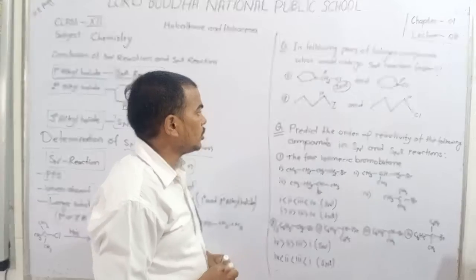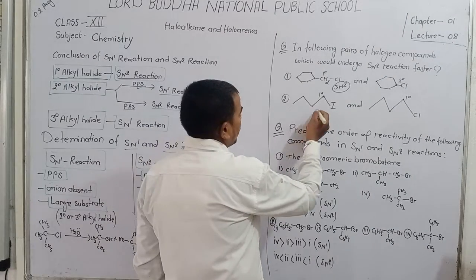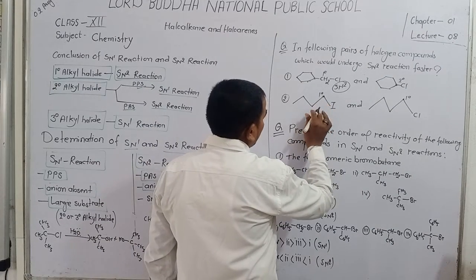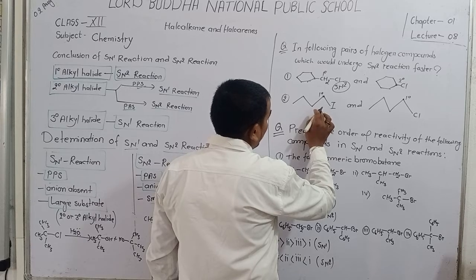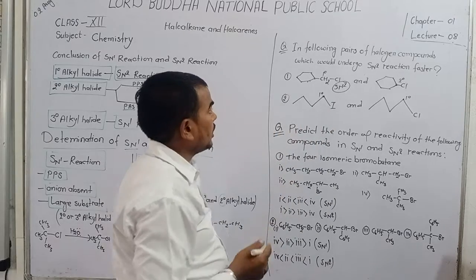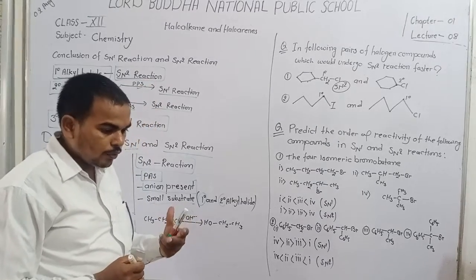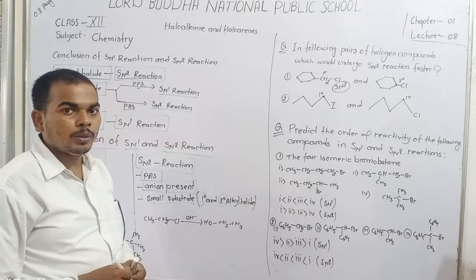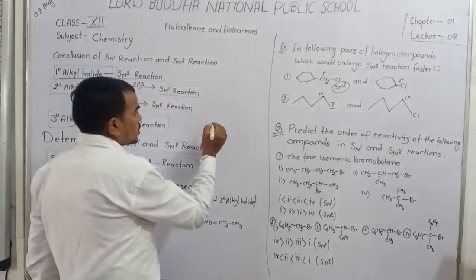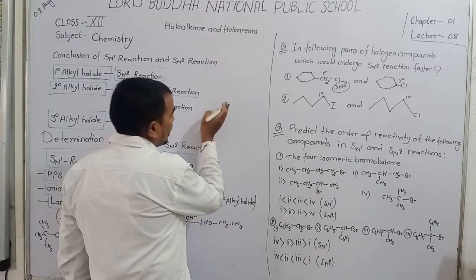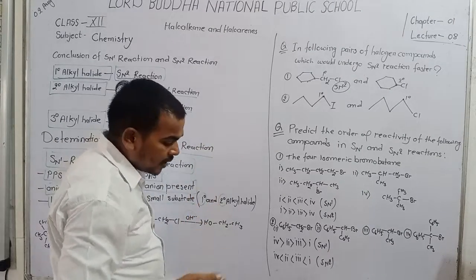Okay, student. So we say that this is favorable. Dear student, in SN2 reaction, you know that this reaction undergoes very slowly because in this reaction the nucleophile attacks very slowly.